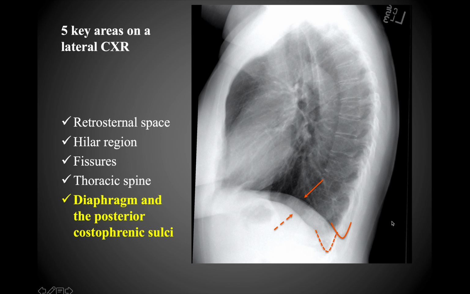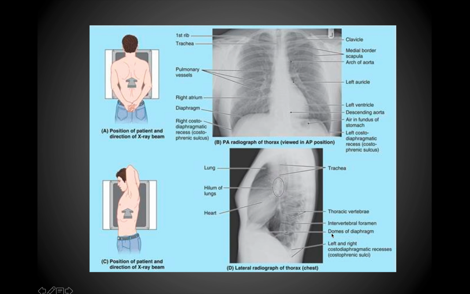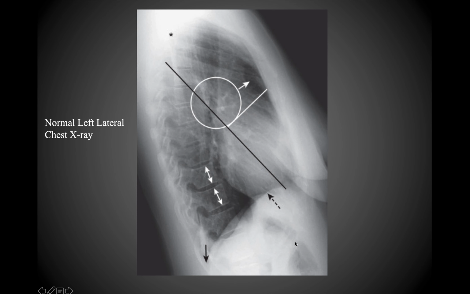And then again, finally, you can see the left and right hemidiaphragms right here, shown quite well, and then the costodiaphragmatic sulci or recesses located right there and there. And then just to end with a couple more additional points on the hila of the lung. Here we have a left lateral view of the chest, and you can see the hilum outlined right there. You can see the heart shadow, the retrosternal space right here, retrocardiac space back here, and then again the costodiaphragmatic recesses down there.